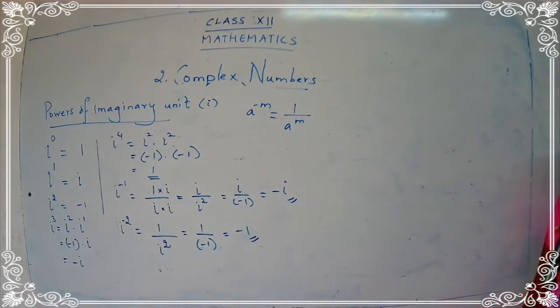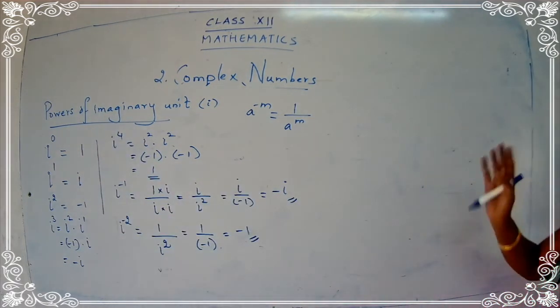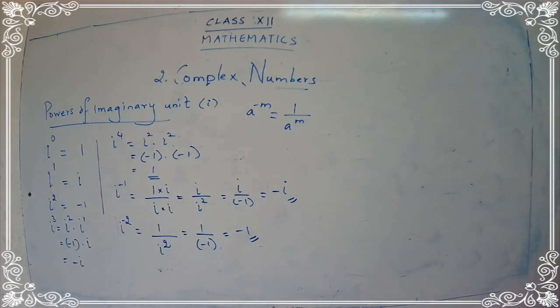What is the value for i raised to 0? 1. What is the value for i raised to 1? i. What is the value for i square? Minus 1. So if you know these 3 values, it's enough. We can just go on finding as many values for the powers of i. Are you getting my point? So remember the first 3 values thoroughly. What is the value for i raised to 0, children? Yes, it is 1. What law of indices are we using there? a raised to 0 is 1. Any number to the power 0 is 1.